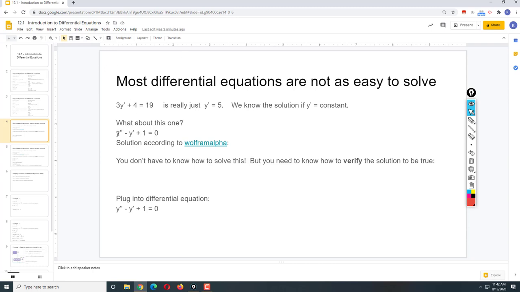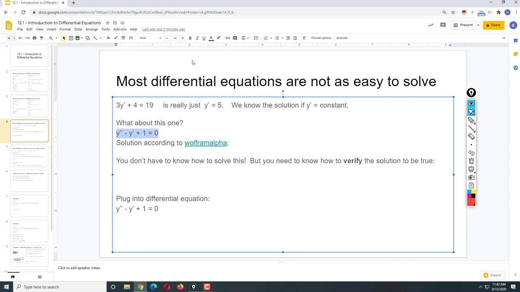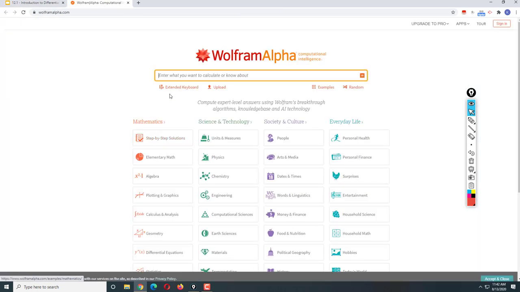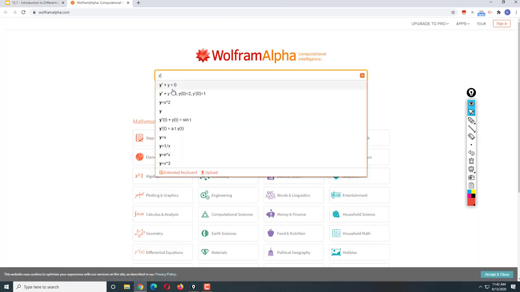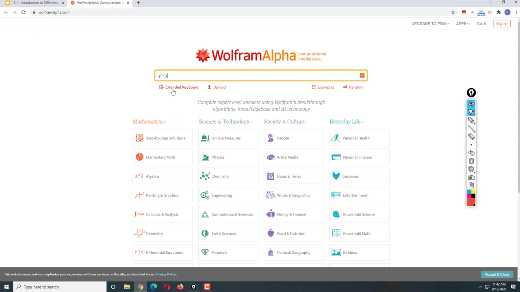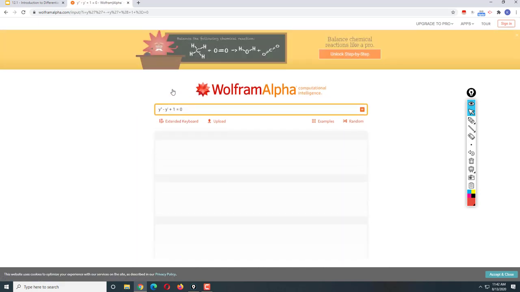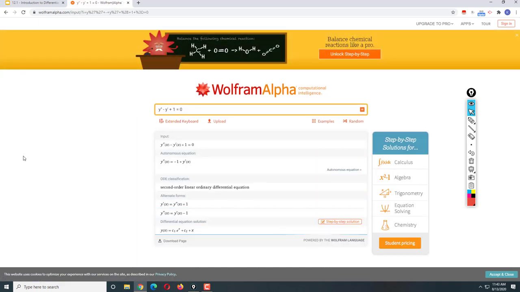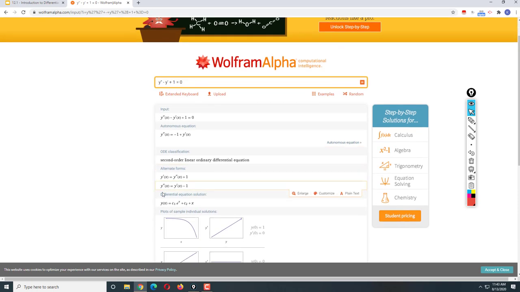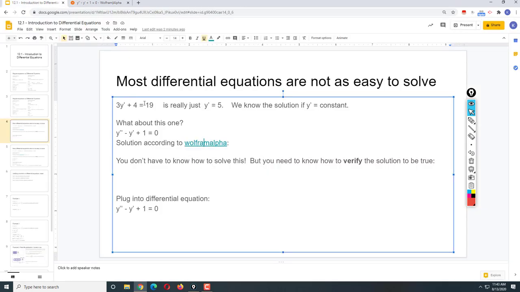So here's an example. The second derivative: y prime prime minus y prime plus 1 equals 0. Again, we can just go with Wolfram Alpha. It solves differential equations, the ones that are solvable anyway. Y double prime minus y prime plus 1 equals 0. There we go. Differential equation solutions, that's right here. So there's a solution.